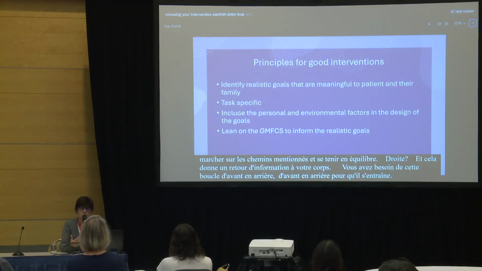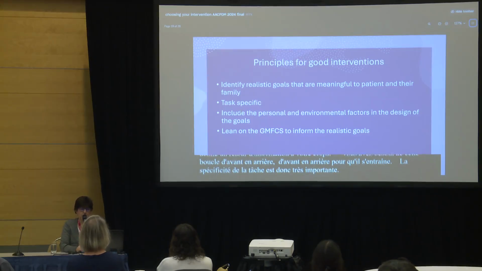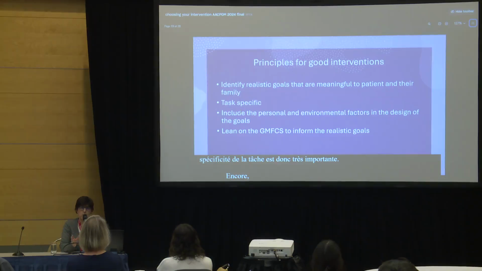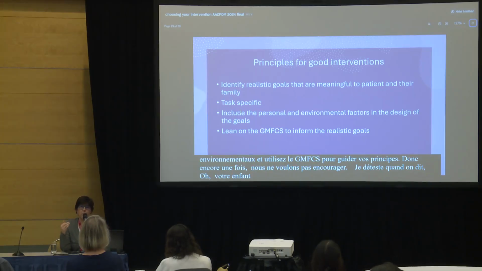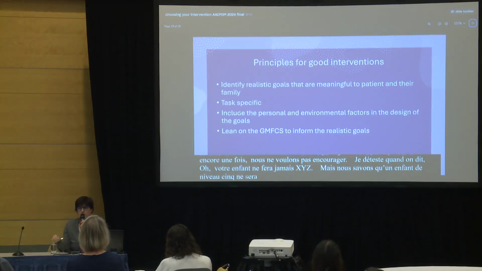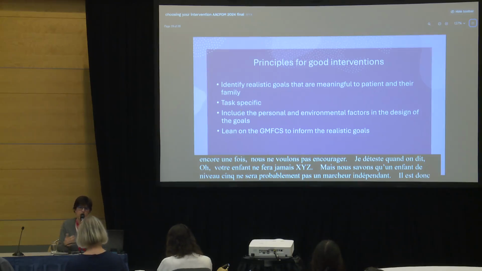Again, include in your goal setting the personal and environmental factors, and use the GMFCS to guide your principles. So again, we don't want to encourage, I hate when we say, oh, your child will never do X, Y, Z. But we do know that a child in level 5 most likely is not going to be an independent worker. So it is really important to use your energy for the activities that are meaningful and realistic, so that you're actually not getting frustrated because it's not happening what you put as a goal.